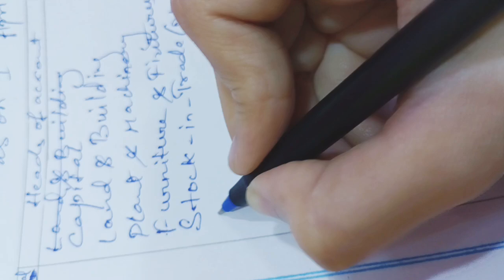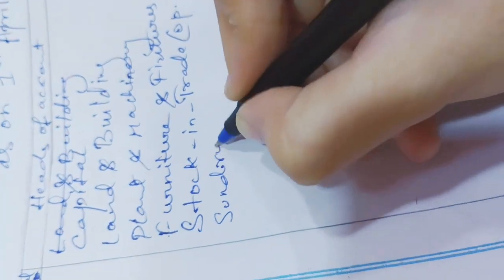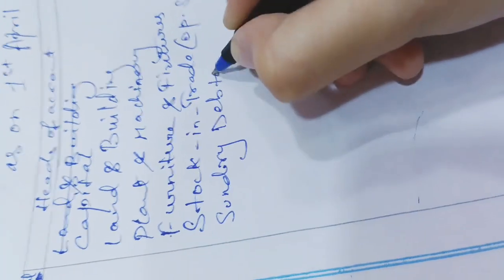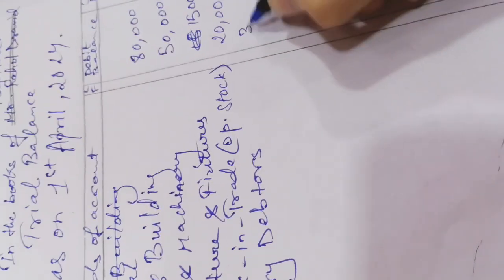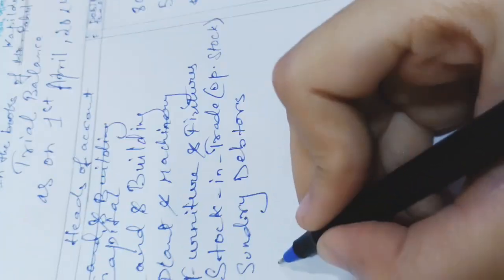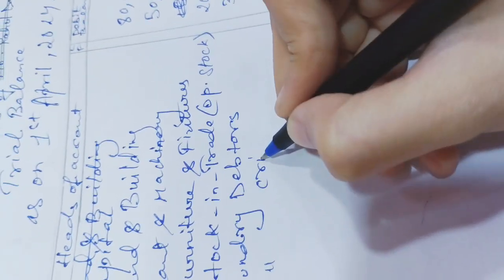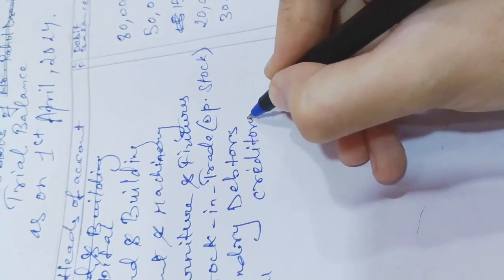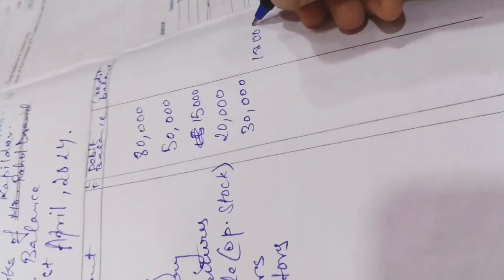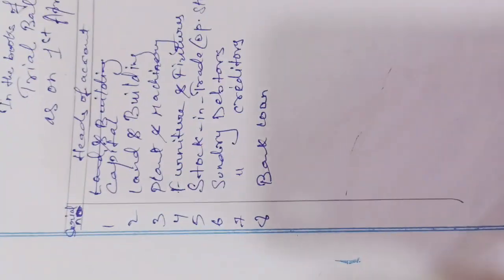Okay. Sundry debtors. Debtors is our asset. Sundry creditors is liability. Bank loan is liability, 20,000. Don't forget to write serial number. If you don't write, your marks will be deducted.